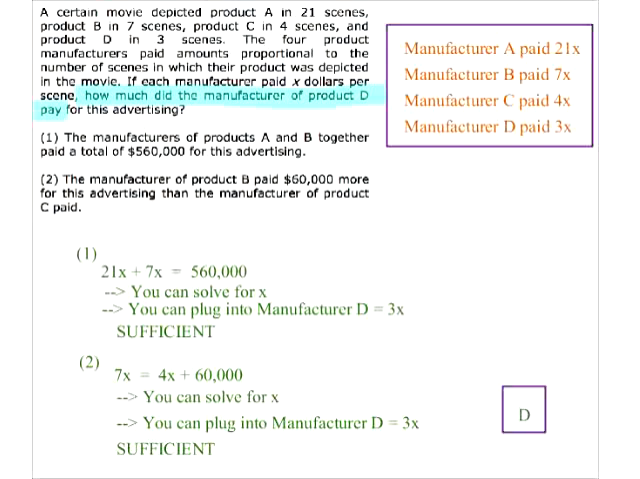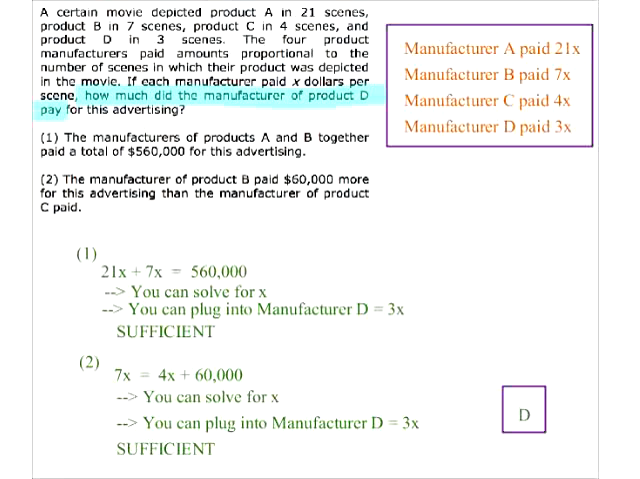Any questions about this problem? If you have questions about this problem, please type them in the text box. Okay, one person is typing. If you don't have questions, you don't have to type. You can just not type.